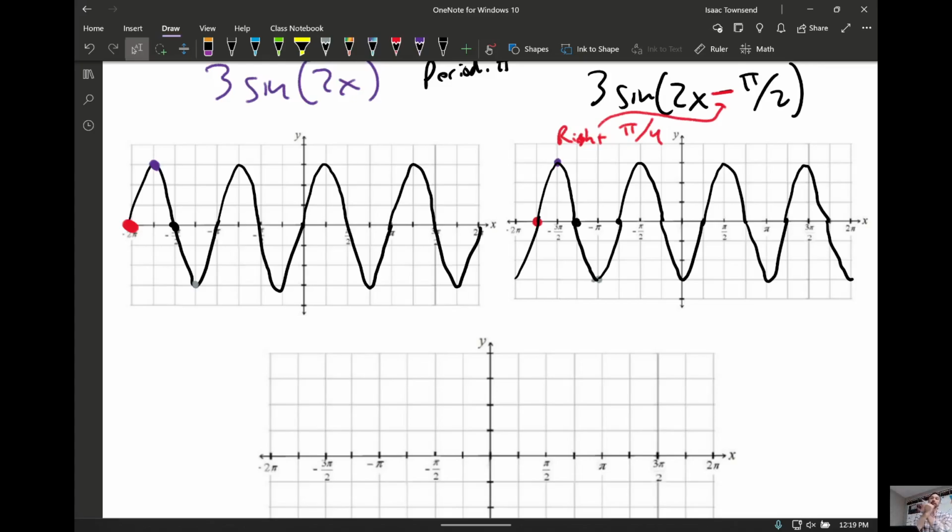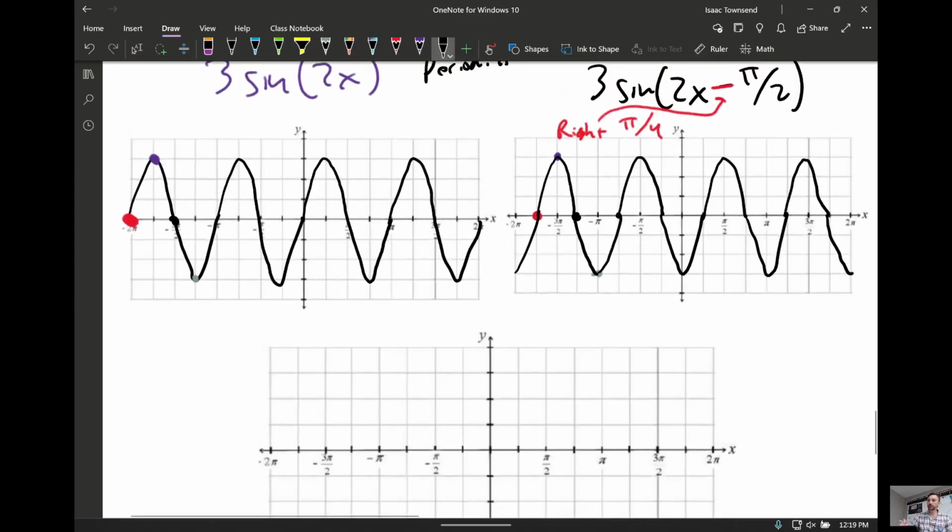So I have taken what I've memorized about the sine graph. Then in step 2, I changed the amplitude to 3 because A was 3. Then I changed the period to pi because B was 2. And then most recently, I moved everything right pi over 4 because C was pi over 2 and B was 2. And then the last step, the easiest one, is if I now know what 3 sine of 2x minus pi over 2 looks like, what's the last part? Is it plus 1 or plus 2? Plus 1. Okay, what's that going to do to my graph?